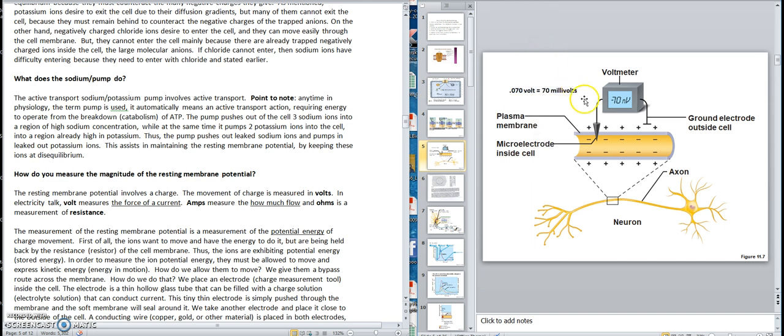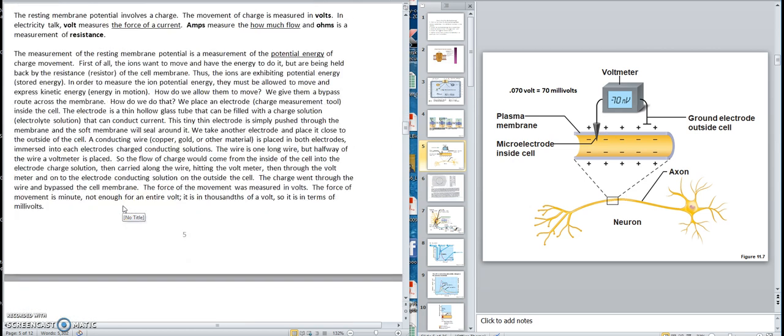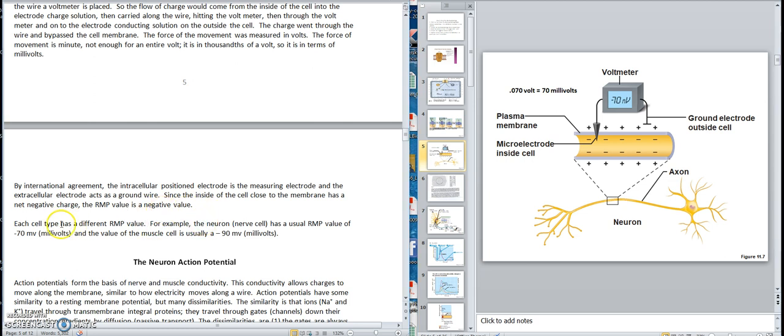Okay? Now, by international agreement, listen to me, by international agreement, the measurement occurs from the inside electrode. The outside is considered the ground electrode. Since the inside of the cell is negative, close to the membrane, then that's where you get the number of negative 70 millivolts. So in this neuron, the resting membrane potential would be a negative 70 millivolts based upon how I described it. Now, different cells have different resting membrane potentials. For example, muscle cells have about a negative 90. So we have now measured the magnitude of that. Each cell type has a different one. For example, the neuron is a negative 70, but the muscle about a negative 90.